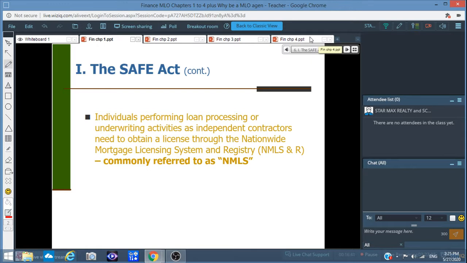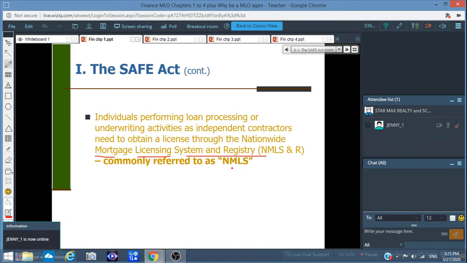So how do you get this license, okay? You have to go through the mortgage licensing system and register, okay? You have to have a number, right? You have to have the Nationwide Mortgage Licensing System number, okay?